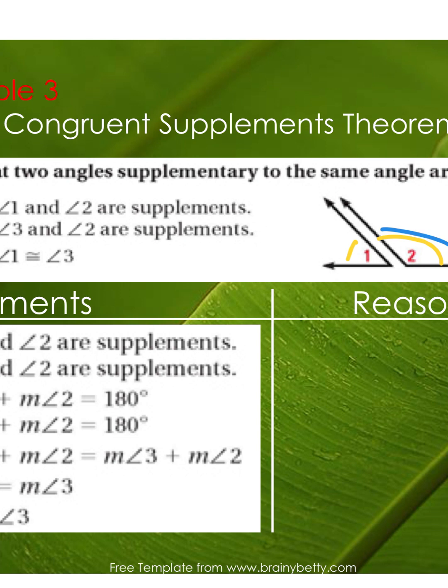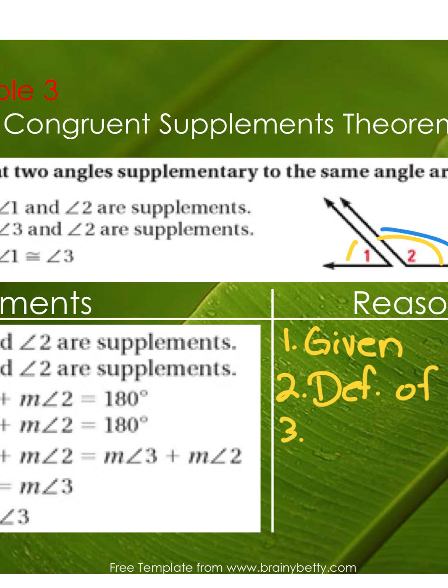So the first statement, again, is just a given. The second one, they're telling us that the measure of angle 1 plus the measure of angle 2 equals 180. And the measure of angle 3 plus the measure of angle 2 is 180. That is the definition of supplementary. I'm just going to leave it there because I ran out of space to write.